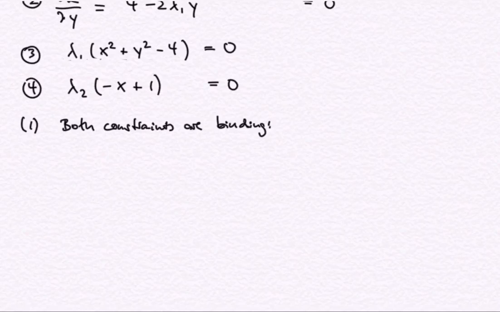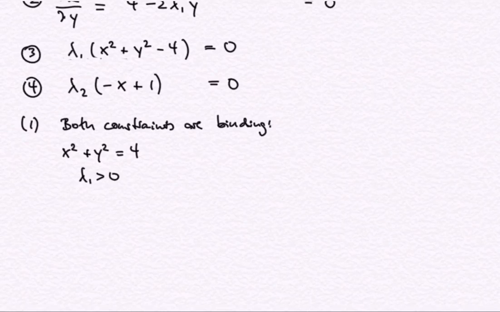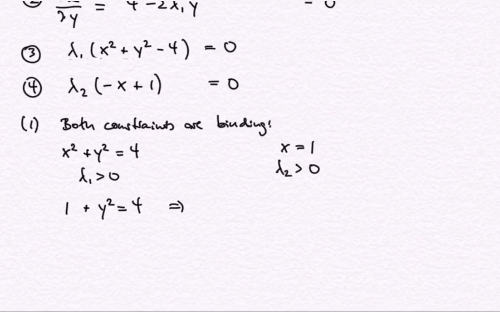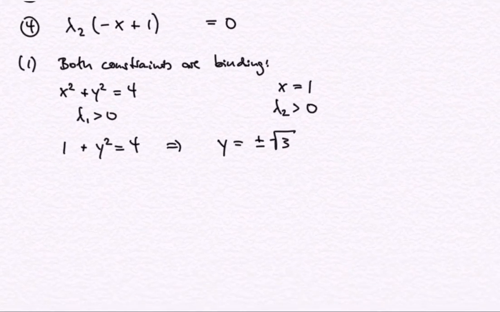Both constraints are active. What does this mean? This means that x squared plus y squared is equal to 4, and this means that lambda 1 is strictly positive. And it also means that x is equal to 1, the second constraint is binding, and therefore the second Lagrange multiplier is also positive. Now, if x is equal to 1, then x squared, still 1, plus y squared is equal to 4 from the first constraint, and we get that y squared is equal to 3, and therefore y is equal to the positive or the negative square root of 3. So we have 2 possible cases to consider.